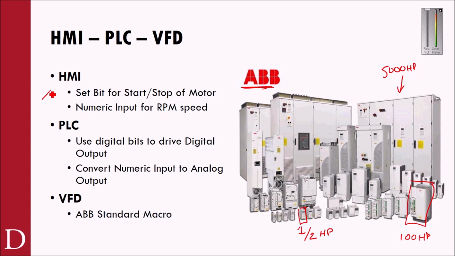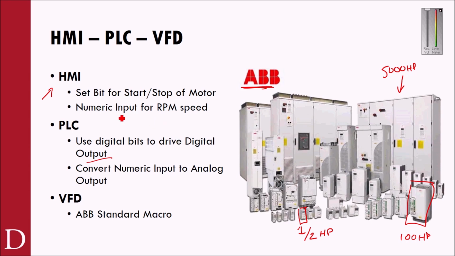All right, so what does the HMI do in the big scheme of our system? Well, it sets bits. So we set bits inside the PLC. The PLC then can use those bits to turn on outputs, and then those digital outputs can run over to the VFD. That's then going to turn the motor on, turn the motor off, could reverse the motor, could go to a constant speed on the motor.